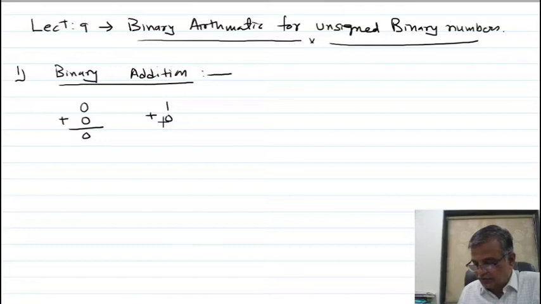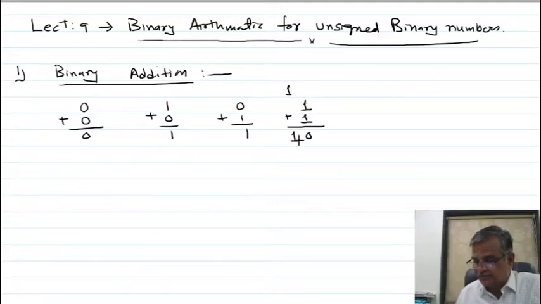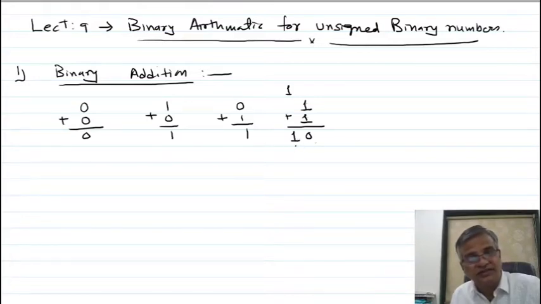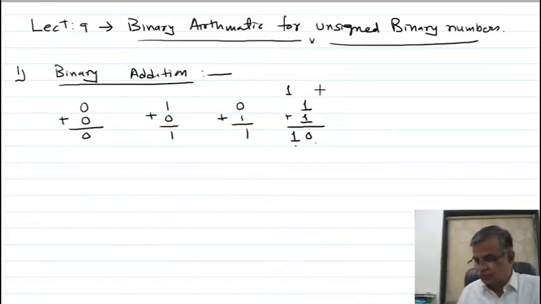1 plus 0 is 1, 0 plus 1 is 1, 1 plus 1 is 0, carry is 1, remember 10. Actually we have to speak it as 1 0, don't say ten. But generally we speak it as 1 plus 1, the sum is 0 and carry is 1.